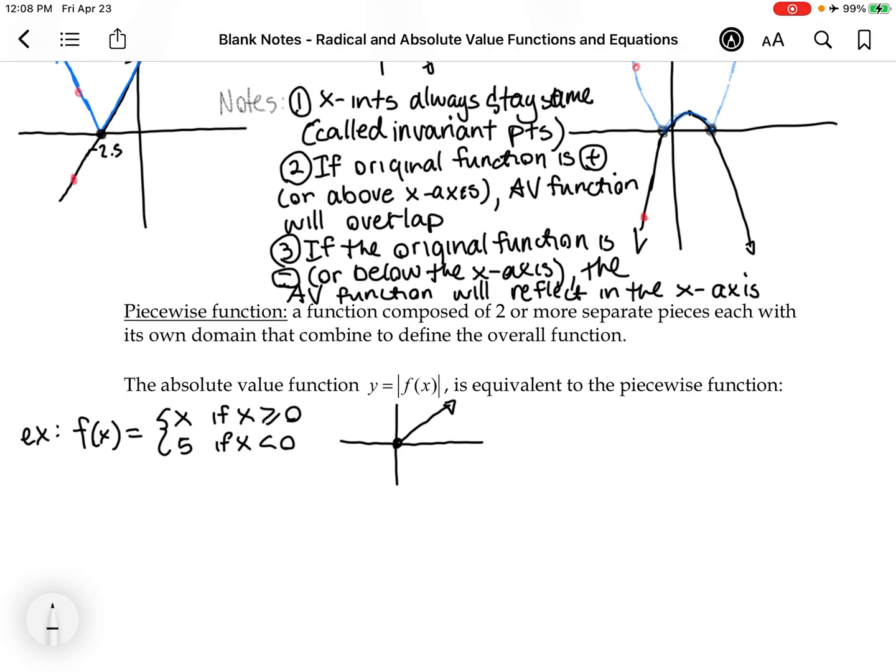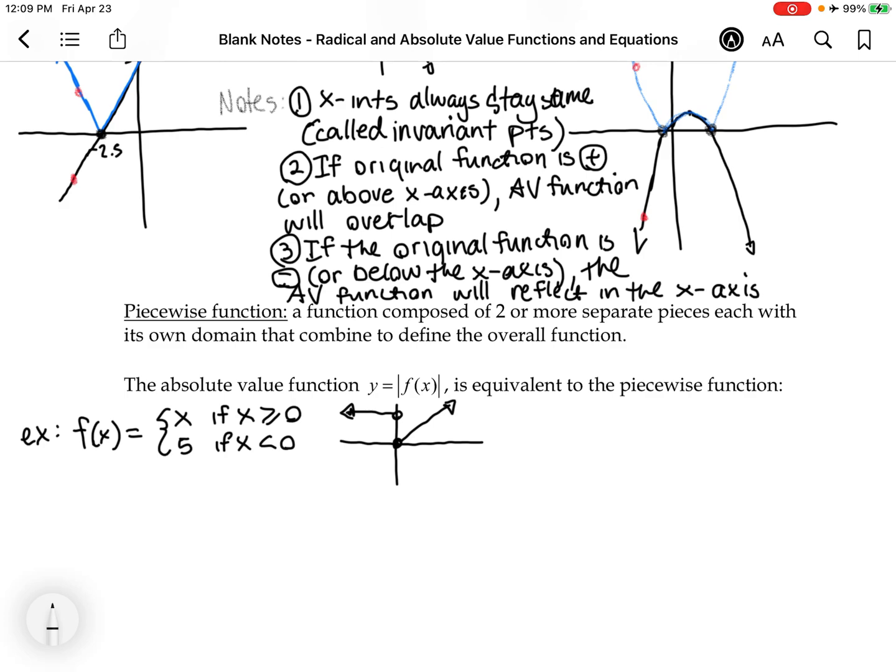If x is less than 0, the graph looks like 5, which is like this. That's an example of a piecewise function. Okay? And essentially, it's called a piecewise function because we can't express this function as a single function. We have to split it up into two parts. We can't use a single equation to write out this function, right? Because it's kind of divided into two sections.